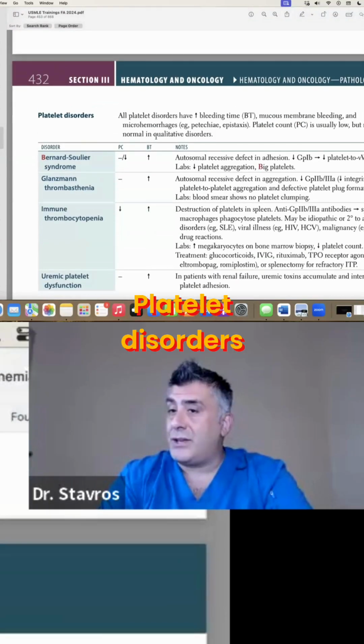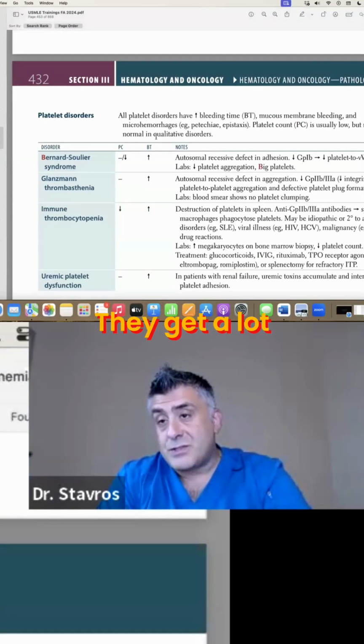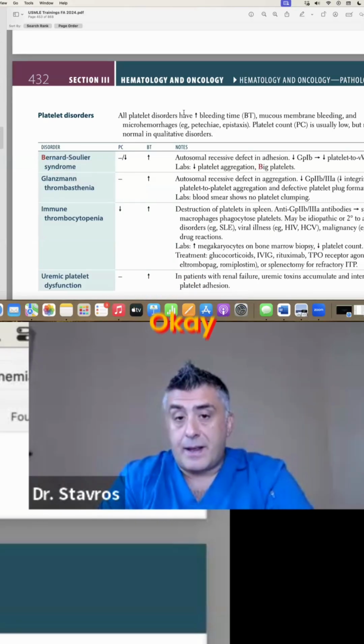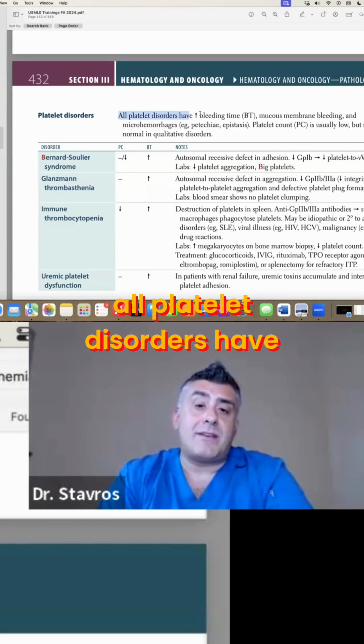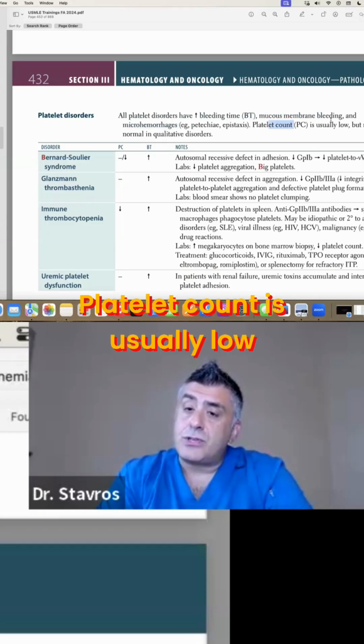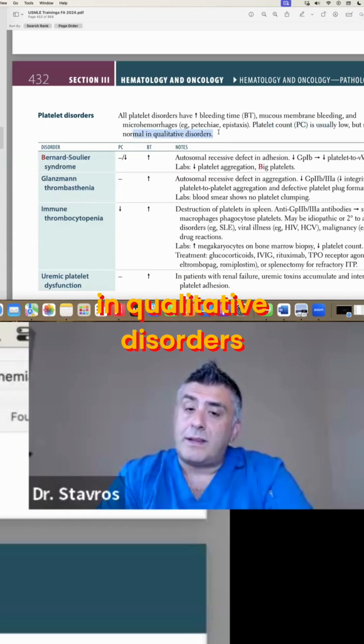Platelet disorders, they used to get me a lot. They get a lot of students because you just don't know them. You have to know how to differentiate them, okay? So, for example, all platelet disorders have increased bleeding time, all right? Mucous membrane bleeding and microhemorrhages. Interesting. Platelet counts are usually low, but maybe normal in qualitative disorders.